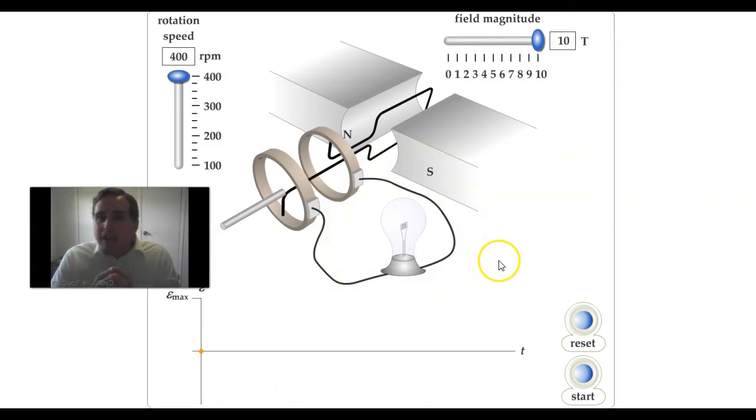Now we finally understand Faraday's law, Lenz's law, electromagnetic induction, and even its applications to transformers and also electric generators.